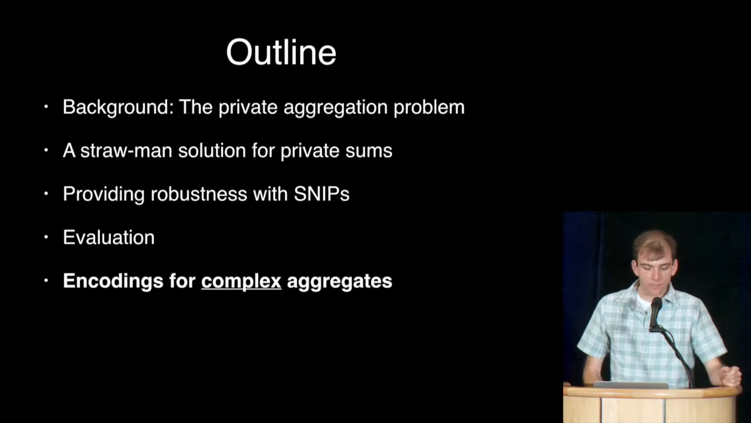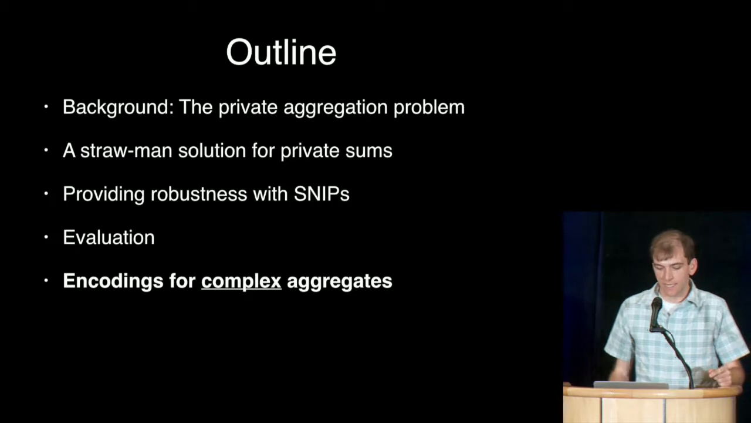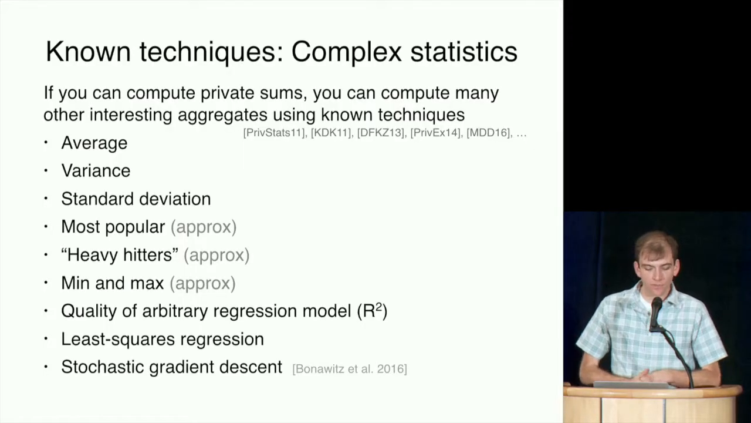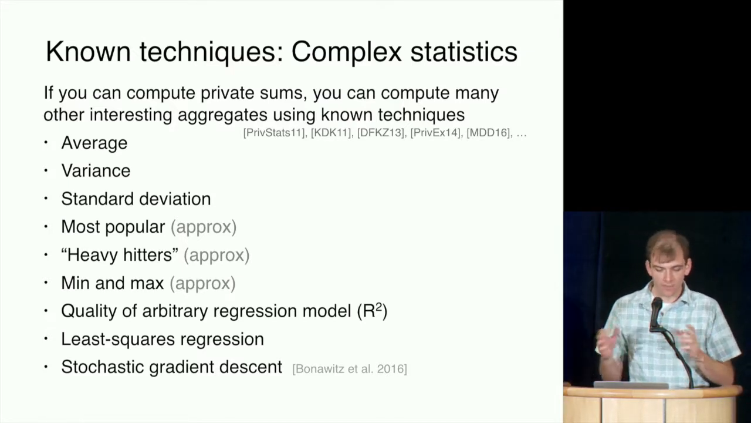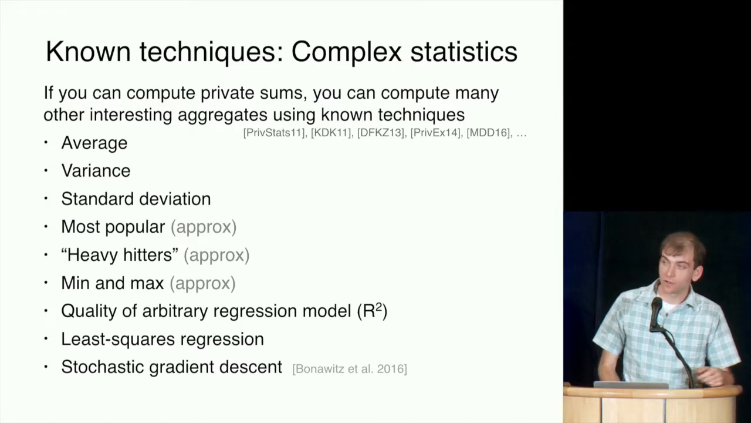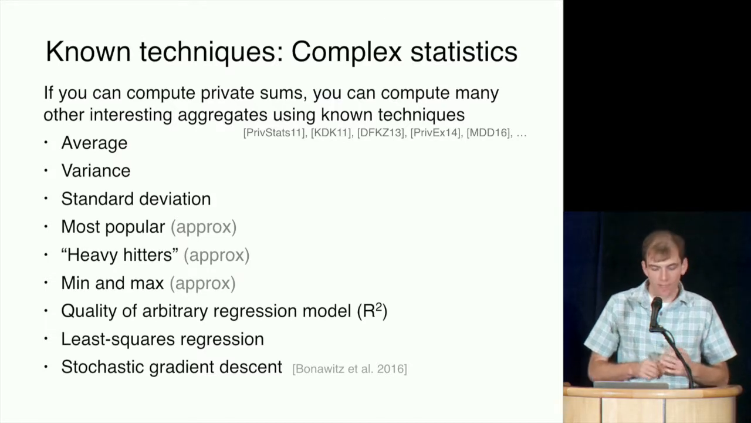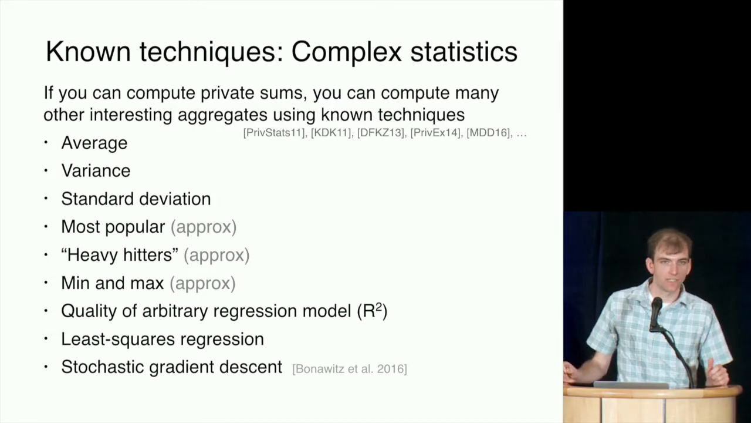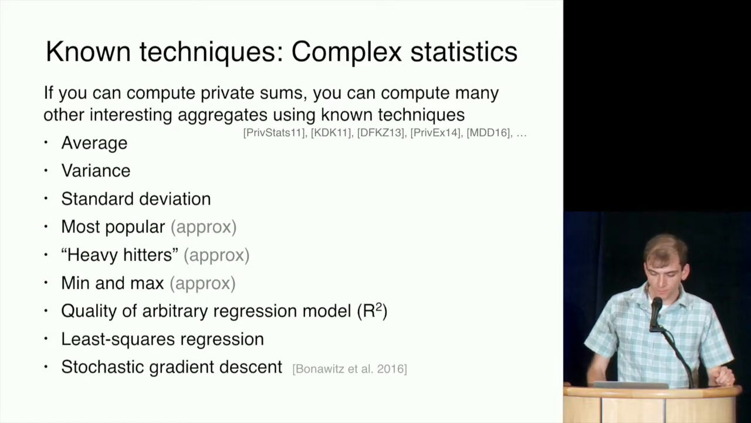Okay, so the last thing I want to do is just mention how you go from private sums, which I described already, to more interesting and more complicated aggregate statistics. Using many known techniques, if you can compute private sums, you can compute things like averages and variance, standard deviation. You can compute the most popular value or heavy hitters or the min and max approximately. You can compute the R-squared coefficient of a model. You can compute least squares regression, and you can even do certain types of stochastic gradient descent. So you can do a whole bunch of things just from a system that computes private sums.